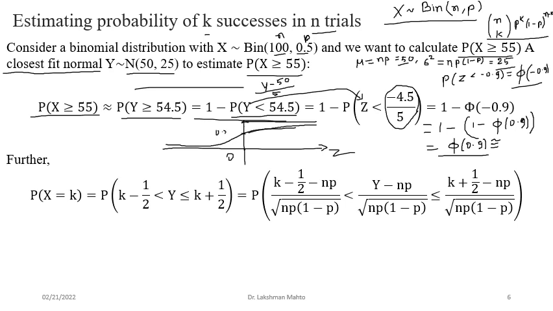So what is the value of phi of 0? Very nice, because 0 is at the middle, the value is 0.5. But if I am asking about 0.9, it would be somewhere here. What would be the approximate value of phi at 0.9? So that situation will come here, and through that you can compute all of these things.